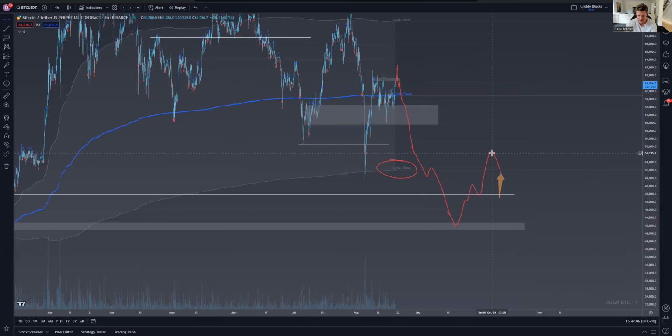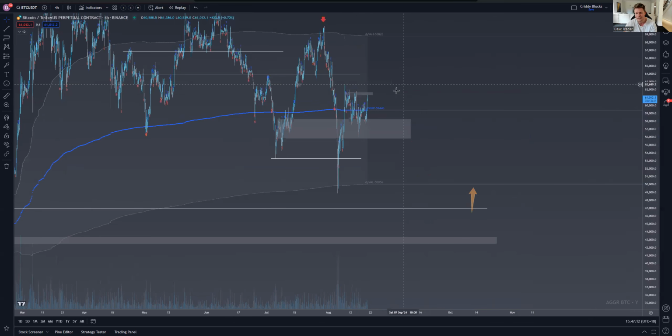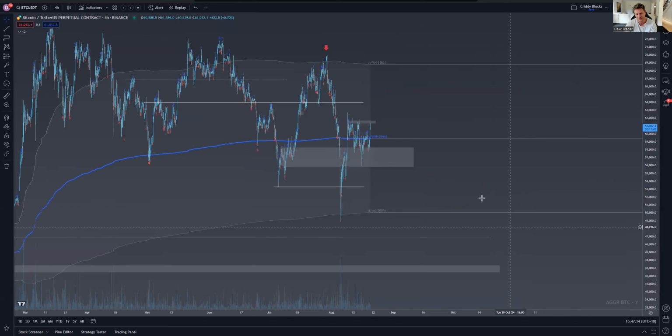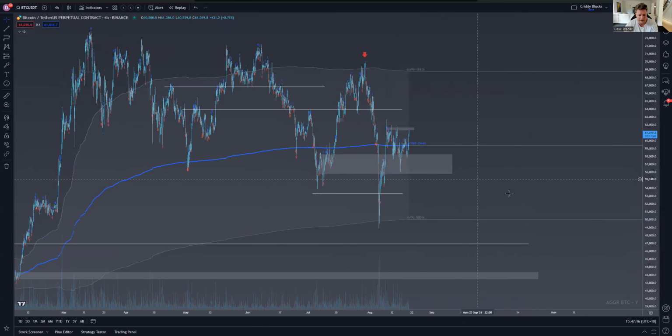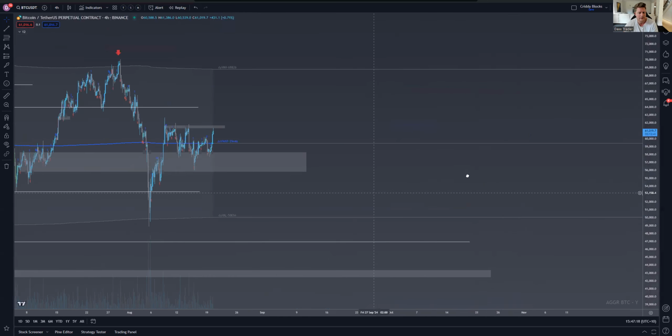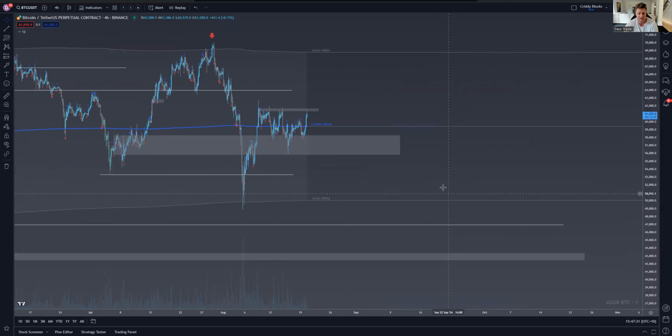I've taken a couple of trades over the last 2 years based on this system, reclaiming of the value area lows, of the yearly value area lows, and they've all been very, very strong trades. So I definitely would be looking to buy a reclaim of the value area low, which would be basically at the moment a reclaim of 50K.